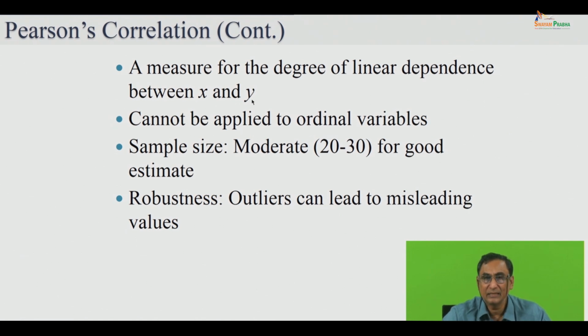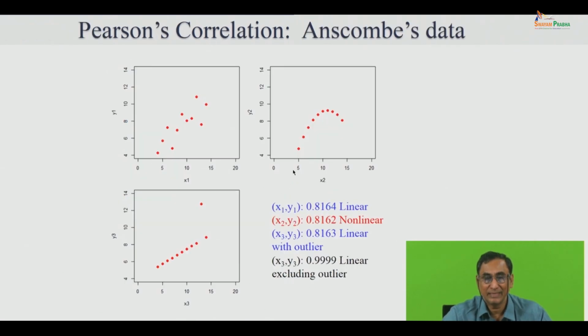And then, like your sample mean or the sample variance and standard deviation, if there are outliers, if there is one bad data point or experimental point which is wrongly recorded, for example, that can lead to misleading values of this correlation coefficient. So, it is not robust with respect to outliers, just like the sample mean and sample variance we saw earlier. So, let us look at some examples.